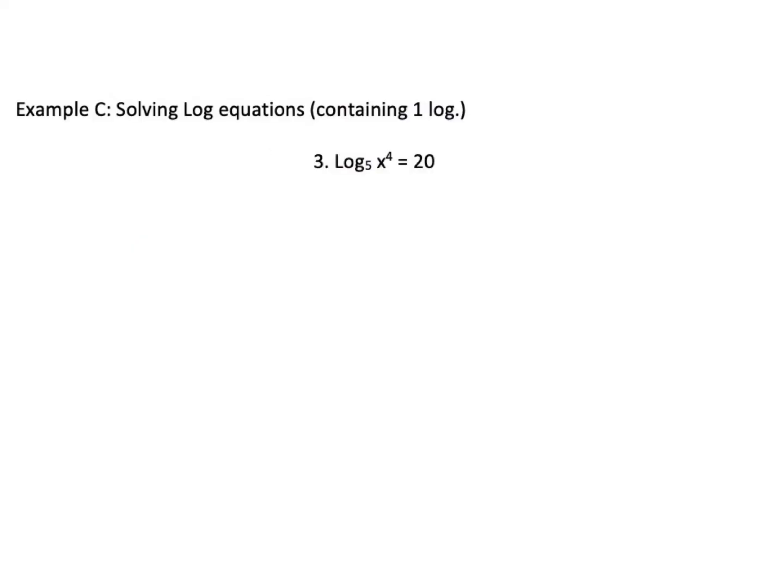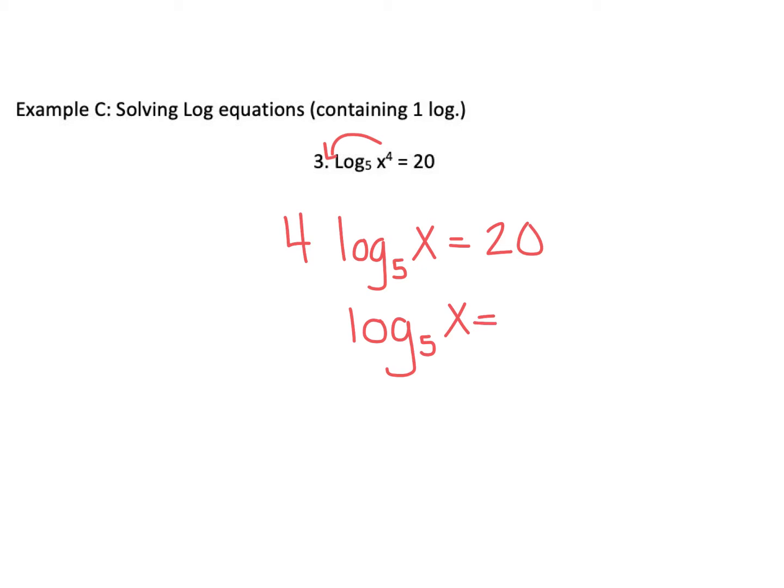So one more just to illustrate that the base doesn't need to be the common log of 10 or the natural log using e. This has a base of 5. So I'm going to begin by doing my power rule to bring the 4 out front, which would be 4 times log base 5 of x is equal to 20. Now I'm going to divide both sides by 4, which gives me log base 5 of x is equal to 5.